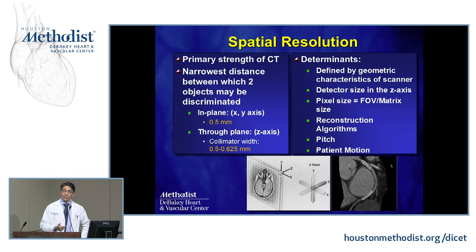This is the only technique that gives you spatial resolution that is isotropic, or equal in the X, Y, and Z planes. That's very important, because when we move through these data sets with MPR, we don't have any loss of information. We don't have any partial voluming. So it's a very important feature unique to CT.